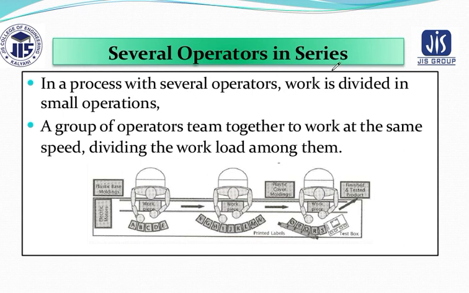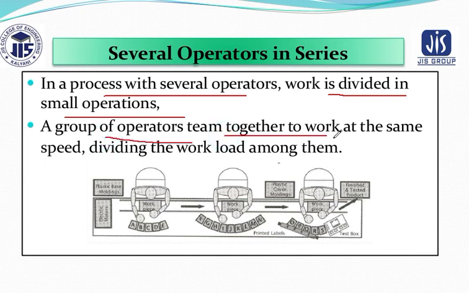Now this is several operators in series. In a process with several operators, work is divided into small operations. So if one task is given to one person, another task is given to another person. If you are dividing the work, then the operation time is also reduced. If a group of operators work together at the same speed, dividing the workload among them, then obviously the time for production or manufacturing is also reduced.